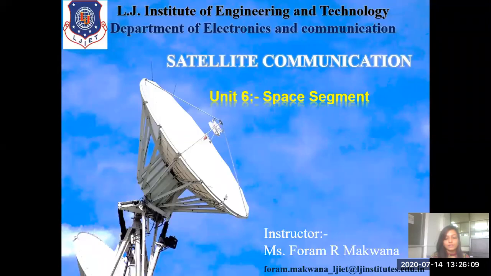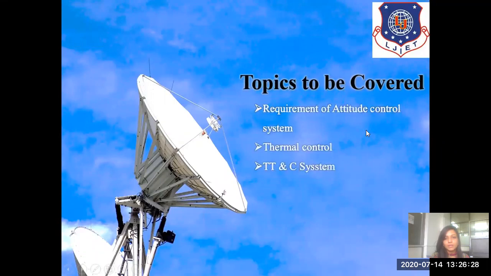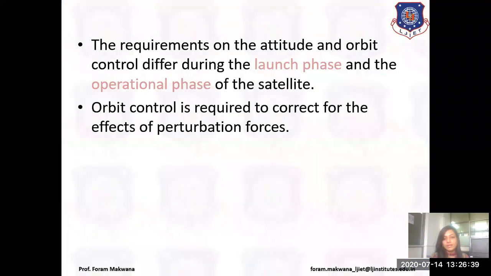Hello everyone. In the last session from chapter number 6, that is space segment, we have seen 3-axis stabilization and spinning stabilization. Now, in this session, we will cover requirement of attitude control system, thermal control system, and what do you mean by TT&C, that is telemetry tracking and command. Now, what is the requirement of attitude control and the orbit control system?